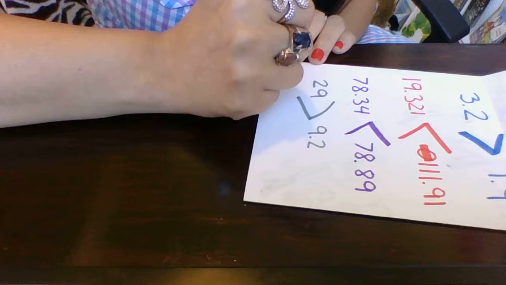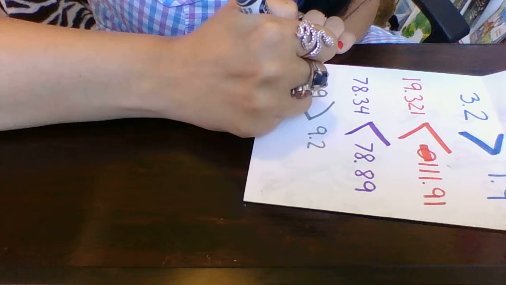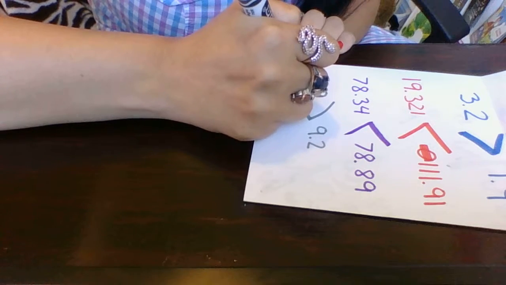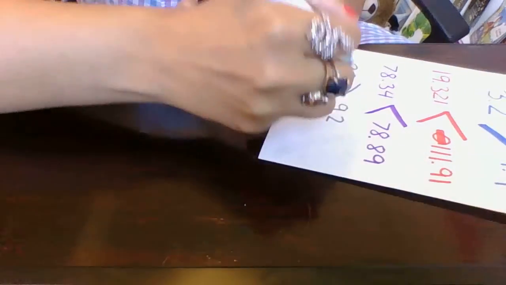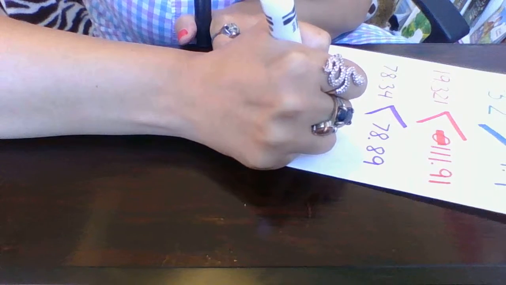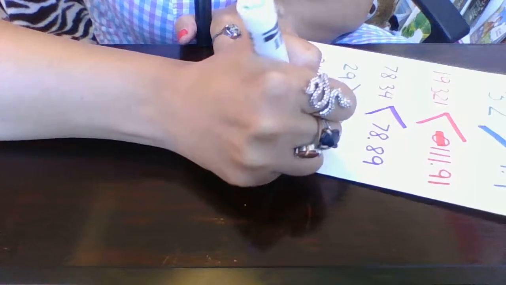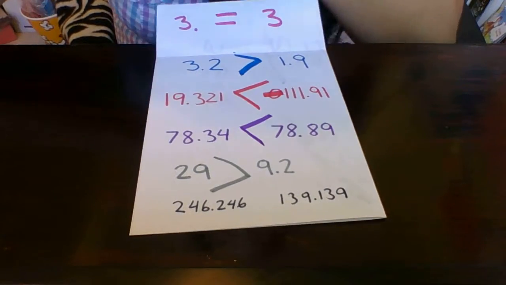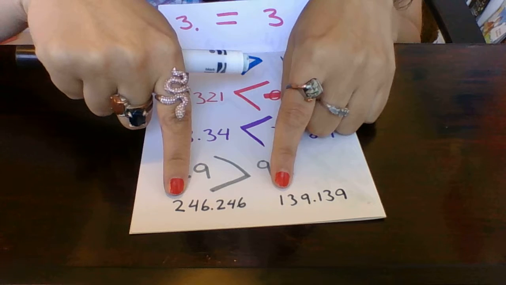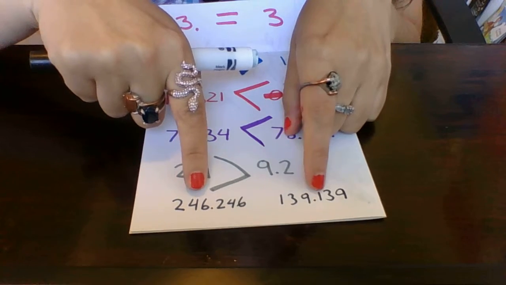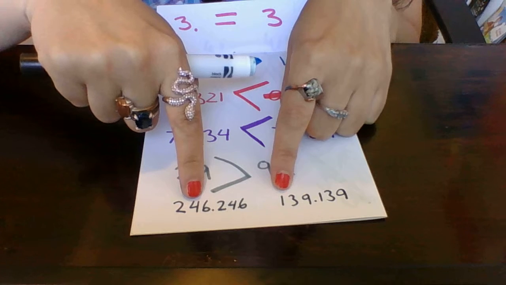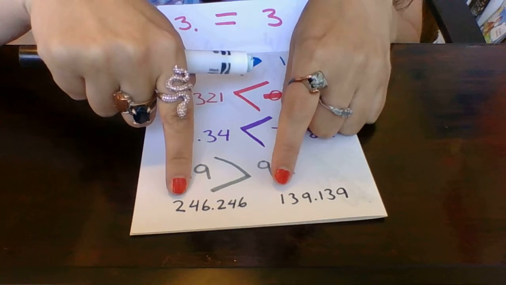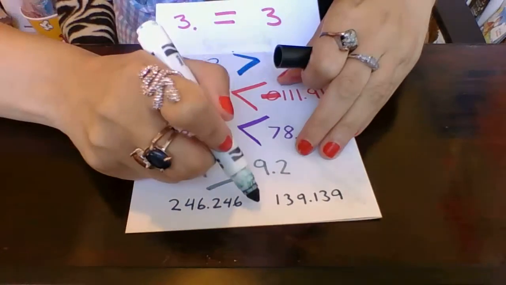If I have a question like 246.246, and over here on this side I have 139.139, I can't just look at these numbers here. I have to consider all of them. So there's my decimal. 2 and 1. 2 is bigger. And I've got a 4 after and a 3. But the rest doesn't matter because 2 is bigger than 1. I just have to look at the first digit.